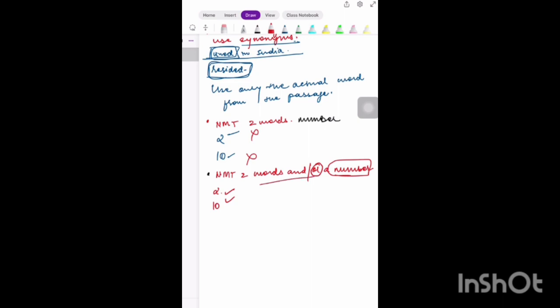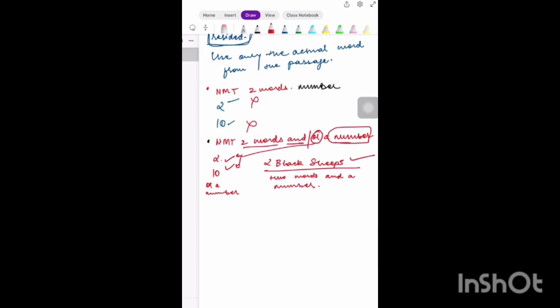If you talk about the situation of 2 words and a number, I can write 2 black sheep and it will be correct. So this is for or a number, and this is for 2 words and a number.